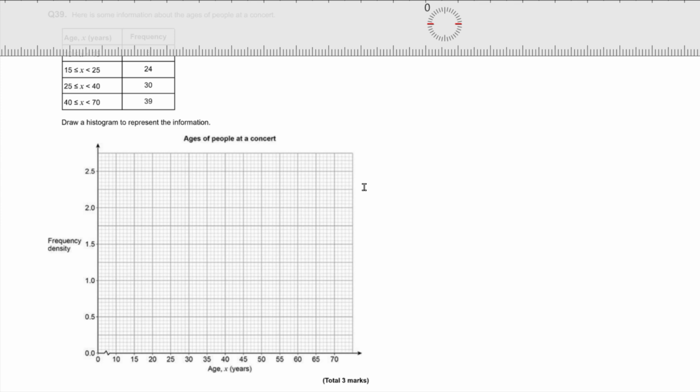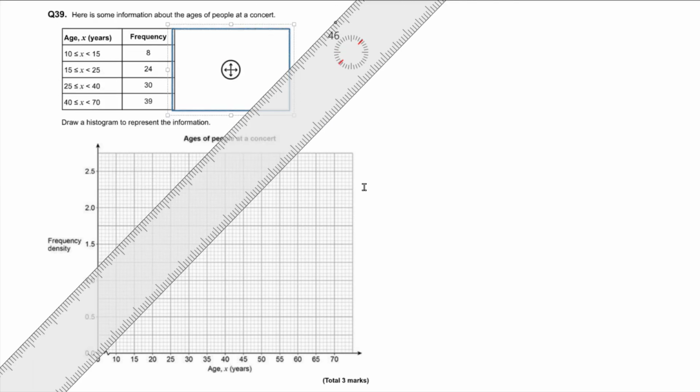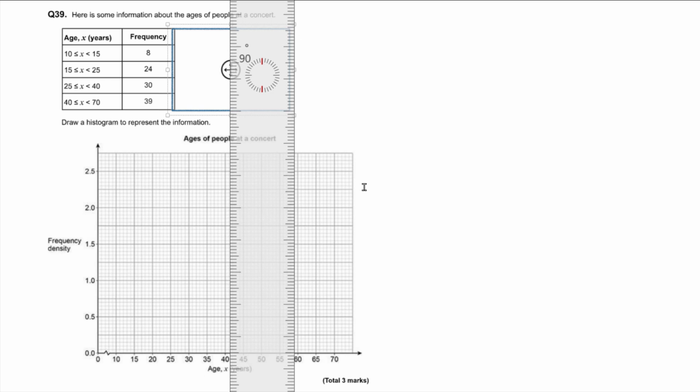Okay, question 39. Here's some information about the ages of people at a concert. We've got a group frequency table, and we need to draw a histogram from it. Now this time they haven't been kind and given us the columns to draw them in, but you know, we've got a ruler, we can make our own boxes. It's not that hard, is it? So just make some extra columns and things to put your information in.